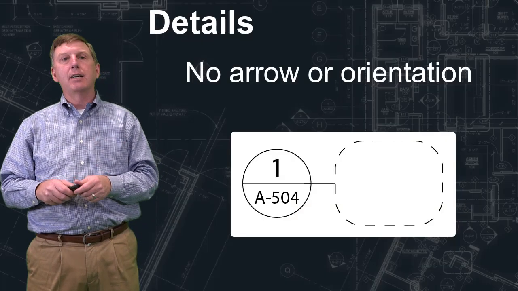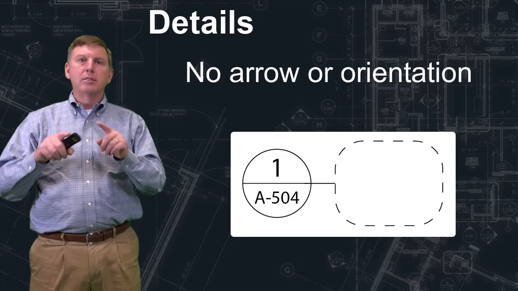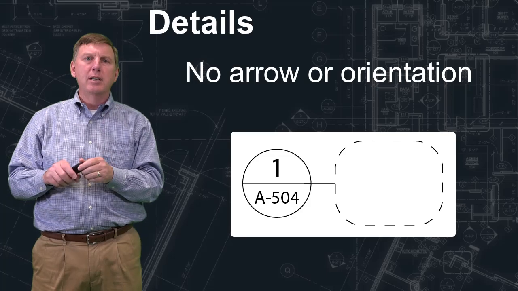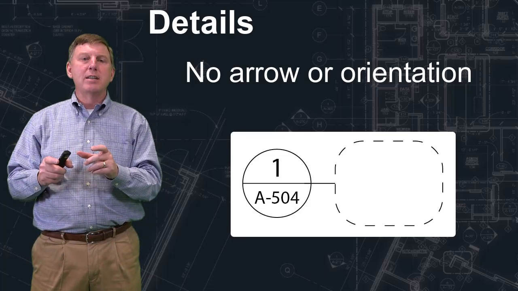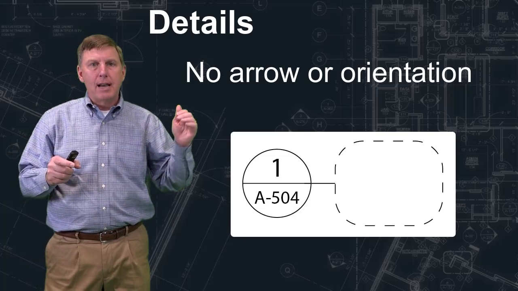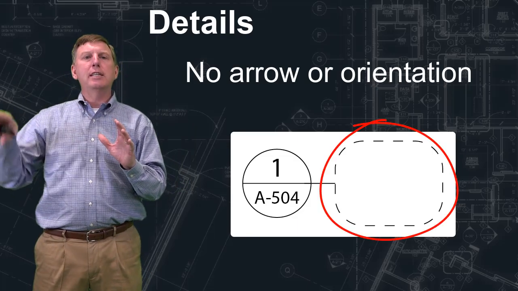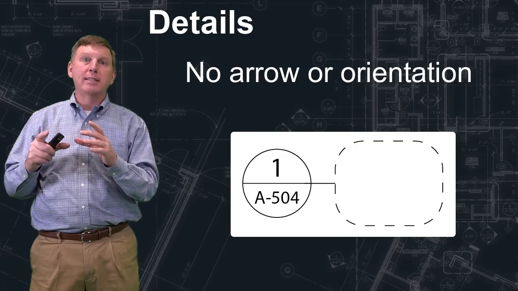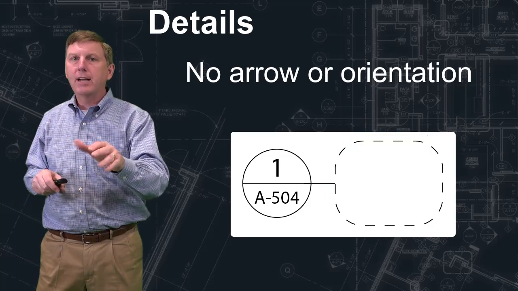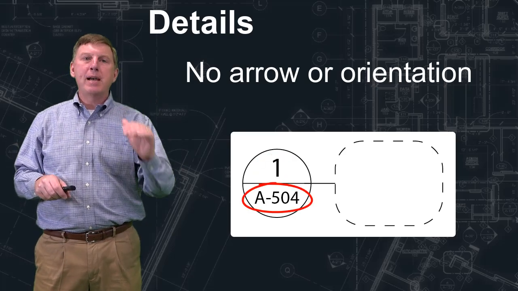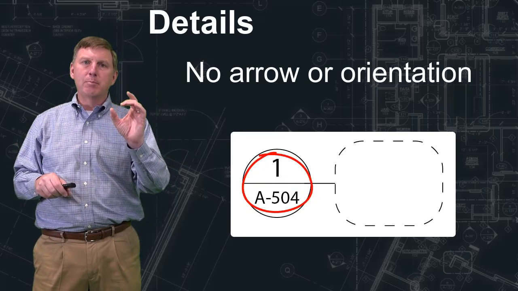Now finally, details. Details don't have arrows. It doesn't have an orientation. You're not looking at a particular thing. You want to focus in on an area. So details have a line extending from them and then a dashed line circling the area that you want to get a detail of. But like elevations and sections, you know what drawing to look at and what page to look at because it's in the symbol itself.